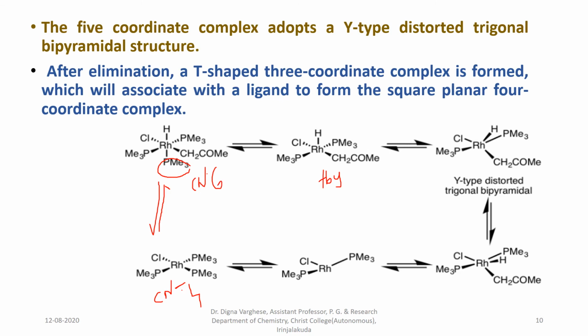I will explain once again. In the case of octahedral complexes, elimination of one ligand forms a 5-coordinate complex, which adopts a Y-shaped structure. The hydrogen and acetyl group then remove acetone from this compound, forming a T-shaped compound. This associates with another trimethyl phosphine to form a square planar 4-coordinate complex.